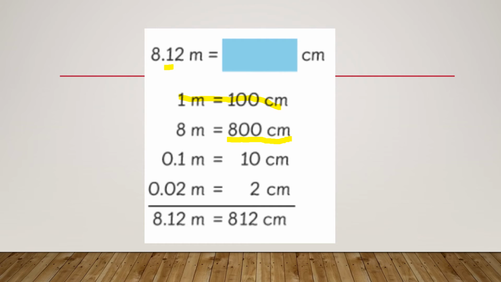We have the 0.1 here, which we know is worth 10 centimeters. It's 1/10 of a meter. And then we've got 0.02, which is 2 centimeters. So your answer should be 812 centimeters. Well done if you've got that right. If not, keep on practicing a few more of these. See if you can write down some different measurements and see if you can convert them, and then maybe check them with an adult or check them with a teacher in school.